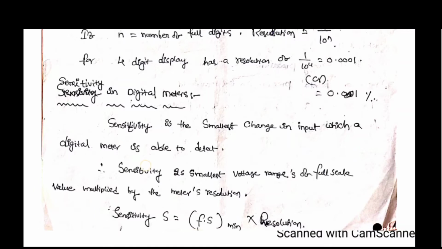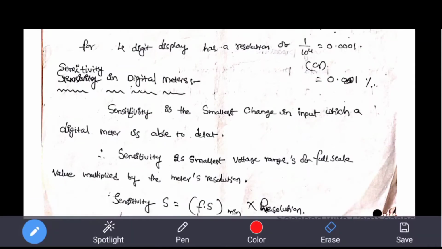Sensitivity and resolution. The sensitivity is the smallest voltage range of full scale value measured by the meter's resolution. Sensitivity, one formula akkada chudandi. One of the formulas for sensitivity is: sensitivity is given by full scale deflection into resolution gives sensitivity of digital instrument.